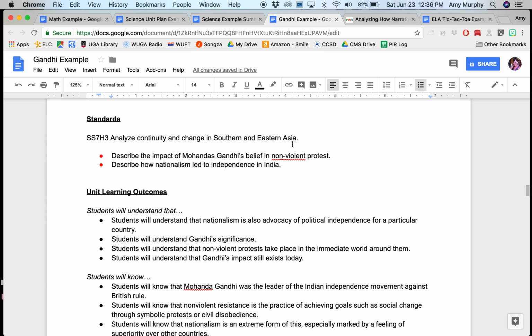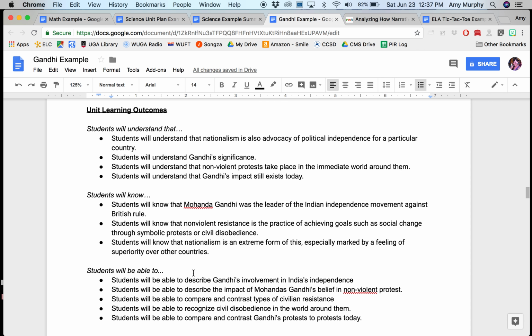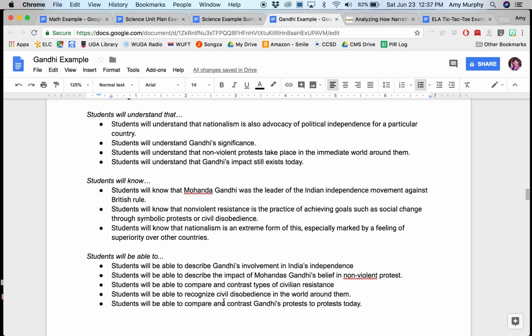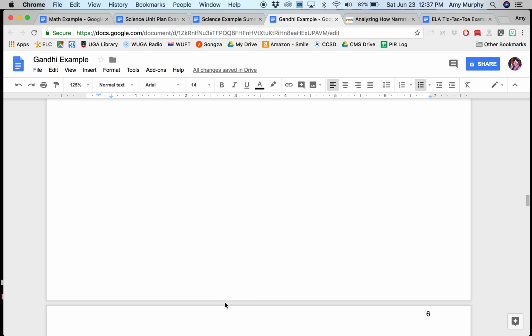But this is 7th grade social studies, so they are studying world cultures and world history. And then how nationalism led to independence in India. So these are the standards she's covering, and she's broken that out. She wants students to understand Gandhi's significance, to understand that nationalism and his advocacy of political independence, etc. They need to know some particular things. They needed to be able to do some particular things in order to meet the standard. Okay, so here was the summative assessment that she originally came up with.